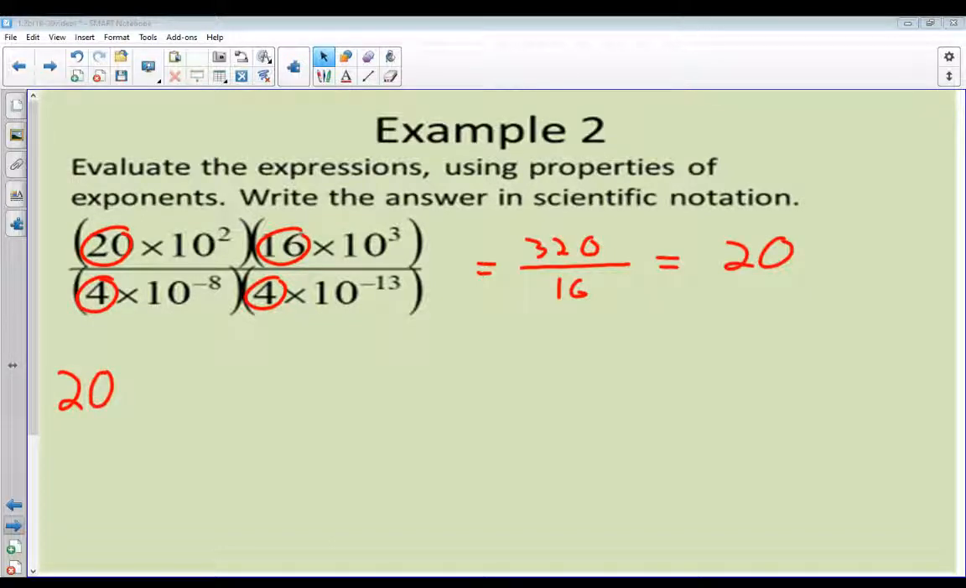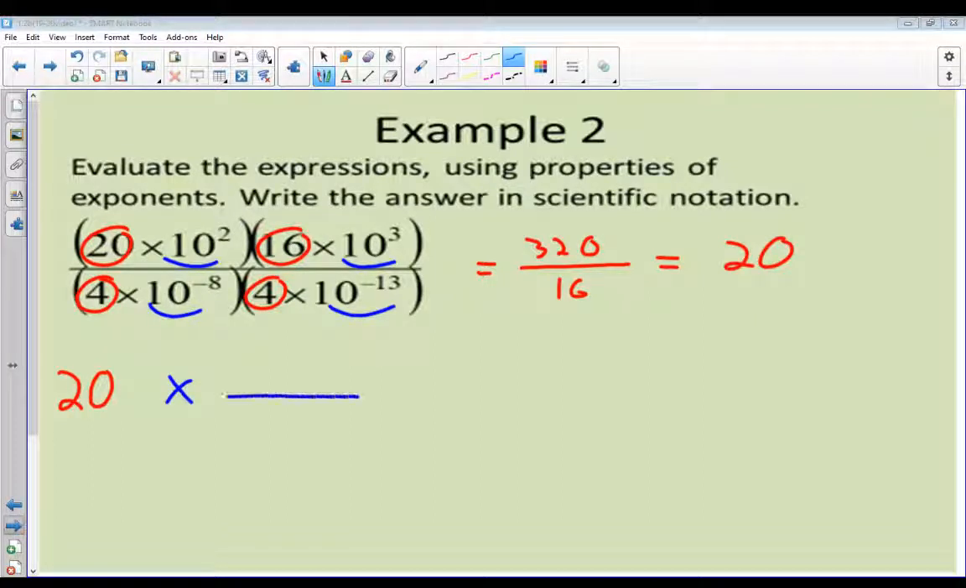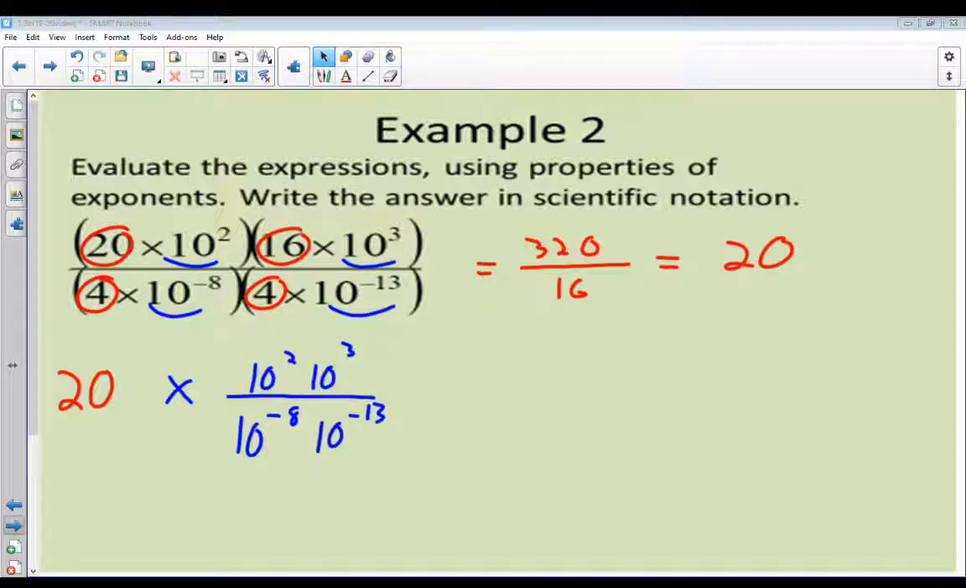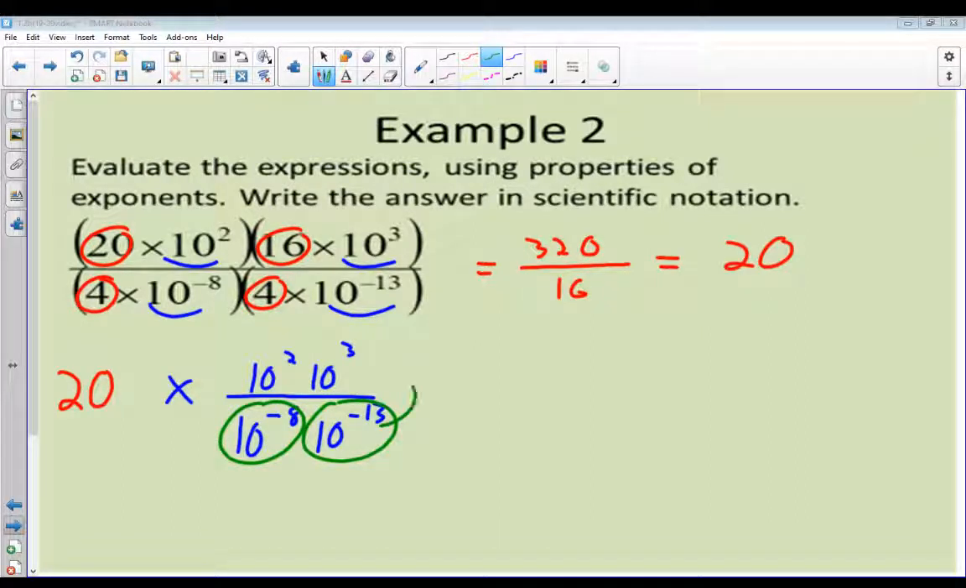That part is done. Now, let's take care of the base 10s. So, I'm going to go ahead and just write that out first. On top, we got 10 to the 2, 10 cubed. On bottom, we got 10 to the negative 8, 10 to the negative 13. And my recommendation for solving this is I would take the negative powers and I would flip them to the top. It'll make your job so much easier.